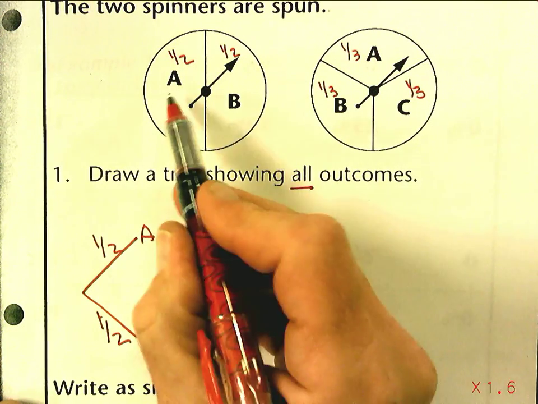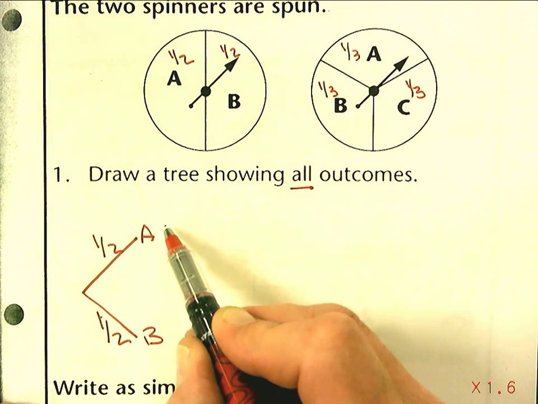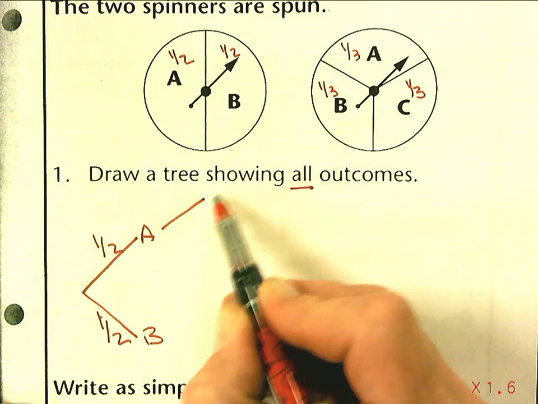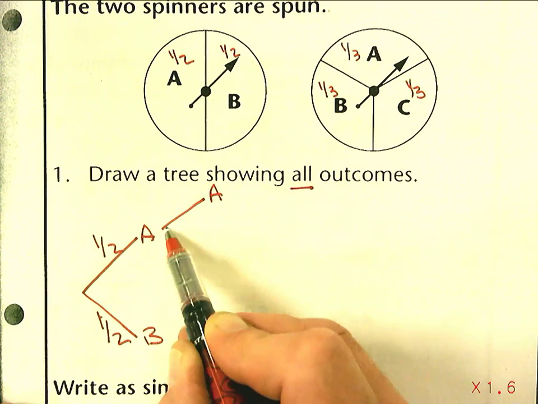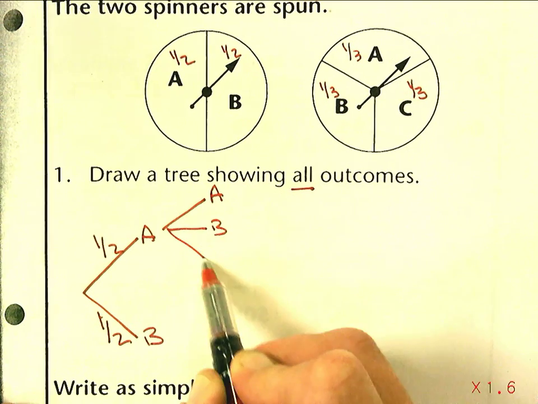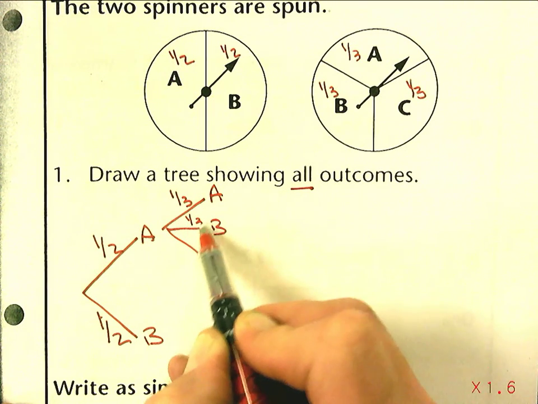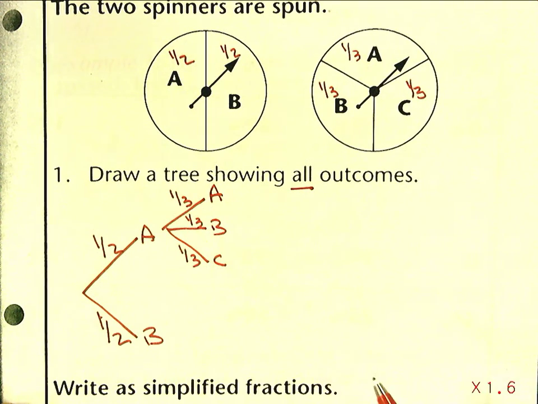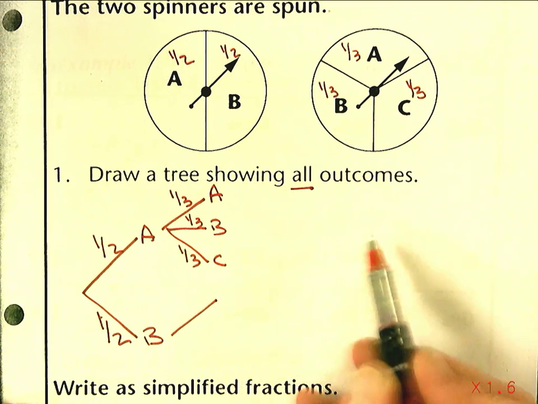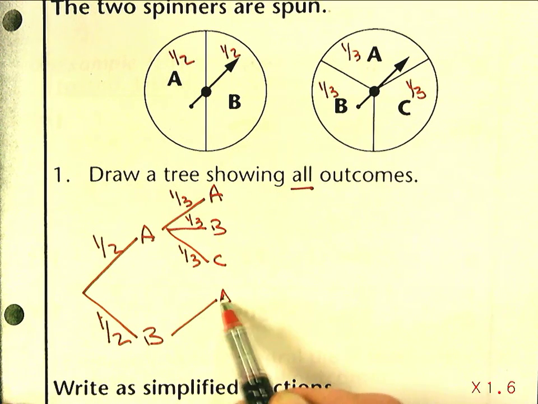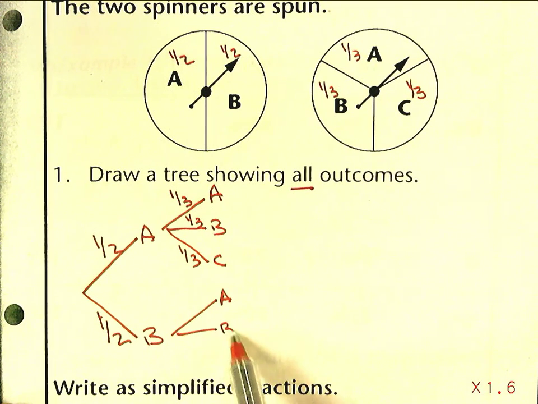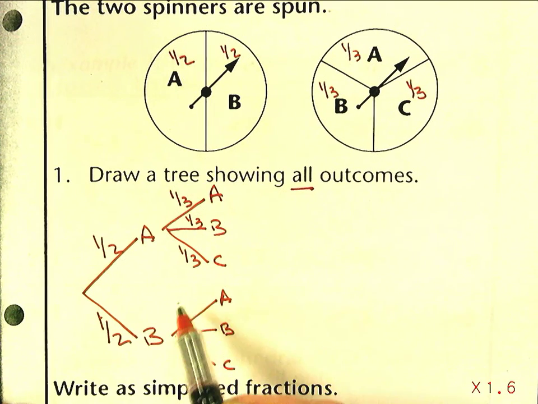And so if we had spun an A in the first one, and then the next possibilities is an A, a B, or a C, and each of those is a third. Or if we'd spun a B first, and then in the second spinner, again, you could have spun an A, a B, or a C, and each of those has a 1/3 chance of happening.